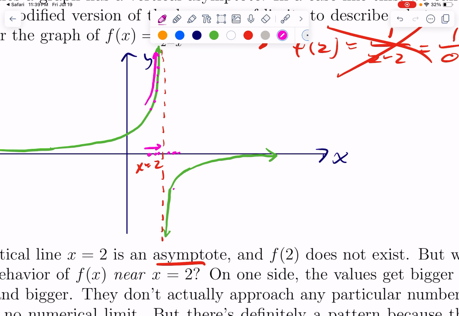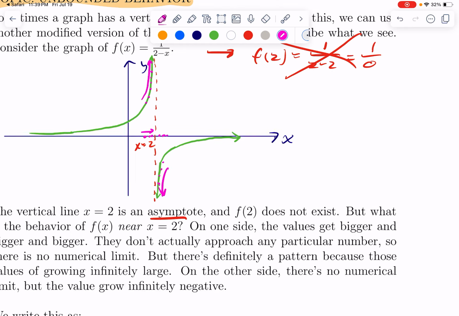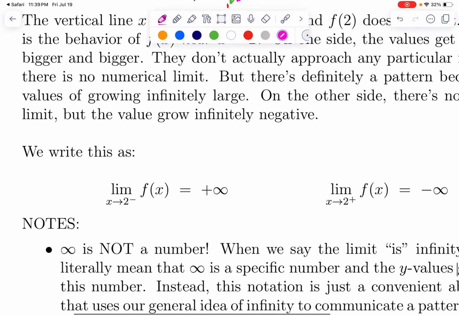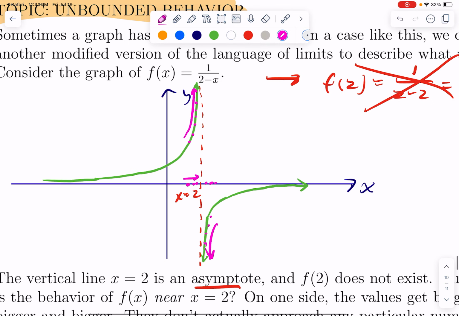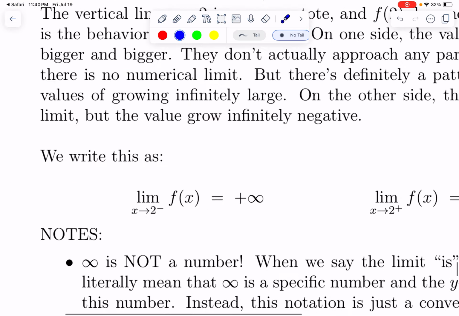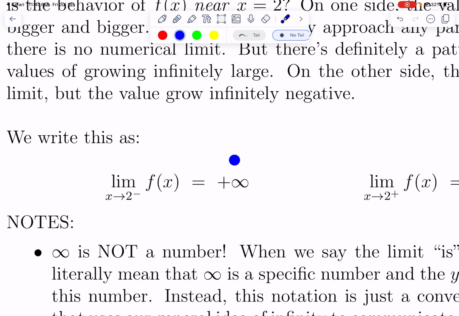And on the other side, they grow without bound, but in a negative fashion. They get lower and lower and lower, more negative, eventually below negative 1,000, eventually below negative 1 million, eventually below negative 1 trillion. Here's how we talk about this using the language of limits. As we approach x equals 2 from the left, the y values get bigger and bigger and bigger. So we say the limit is infinity. The values here are, quote unquote, approaching infinity.